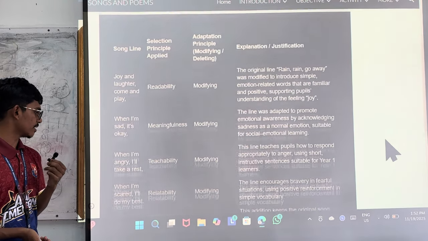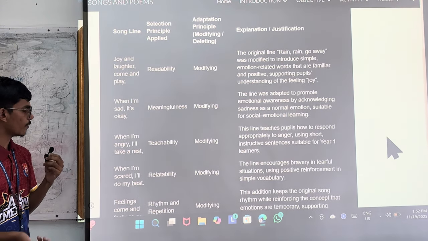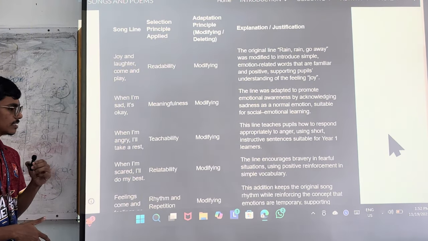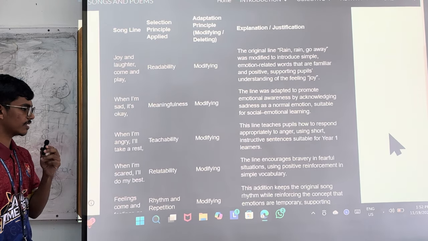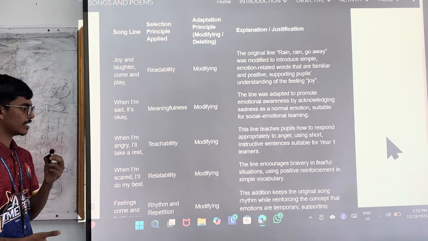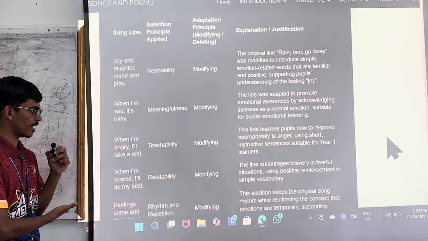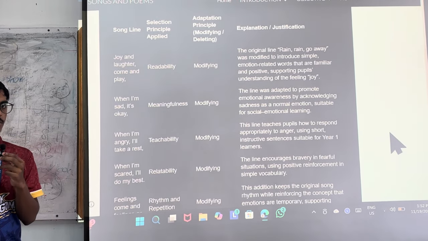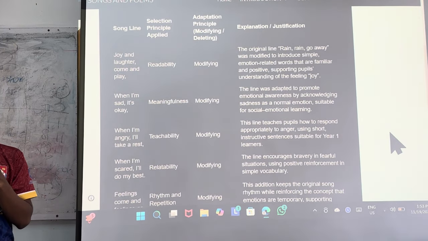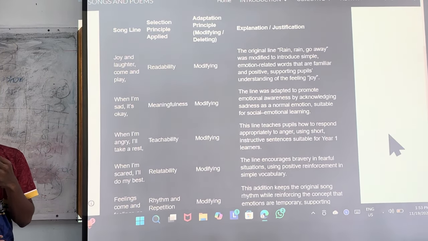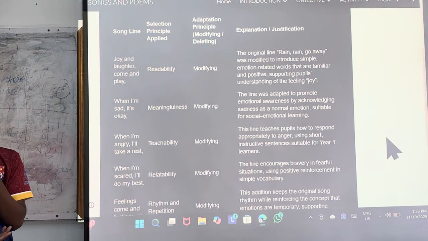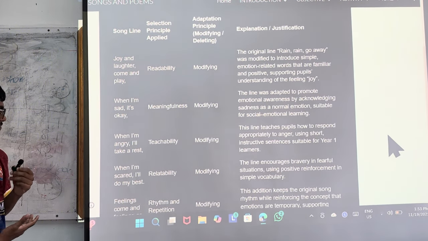And the next line is "When I'm angry, I'll take a rest." For this, the selection principle is teachability, and it is also a modified line. This line teaches pupils how to respond appropriately to anger using short, instructive sentences suitable for year 1 learners.